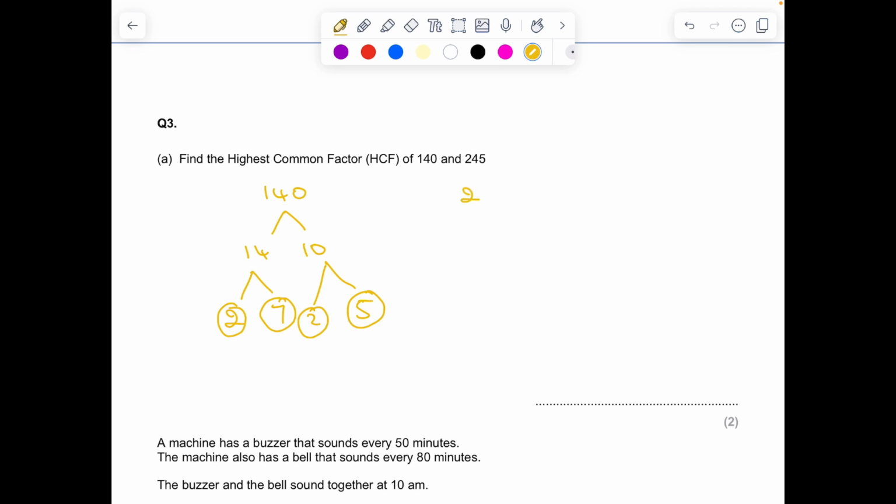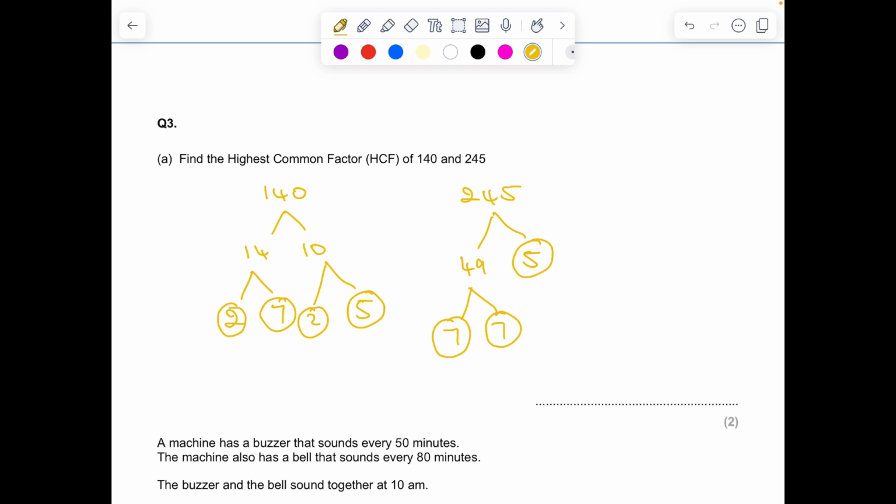Now 245. I can do 49 times 5. 5 is a prime number. So I circle it, and then 7 times 7 is 49. And I circle both the 7s because they are both prime.